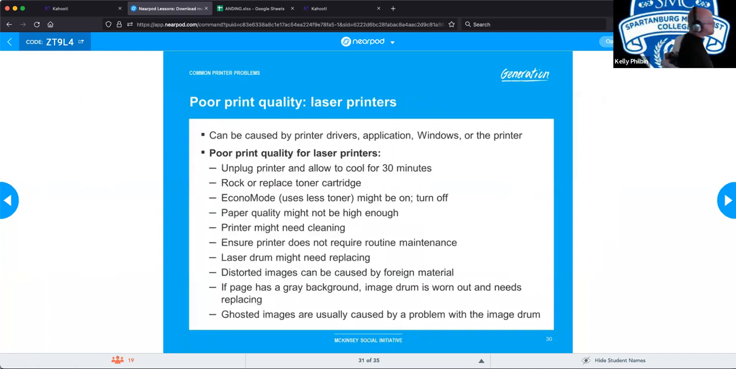Poor print quality issues for laser printers. A lot of it can be solved by downloading better drivers or updating your drivers. If you have to do any work on a laser printer, unplug it and let it cool down for at least 30 minutes. Remember, inside there you have a fuser. That fuser is hot. It will heat other things up. So let it cool for at least 30 minutes so you do not burn yourself.